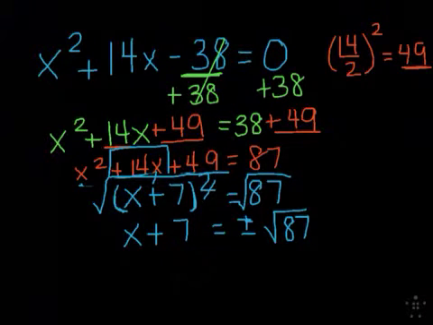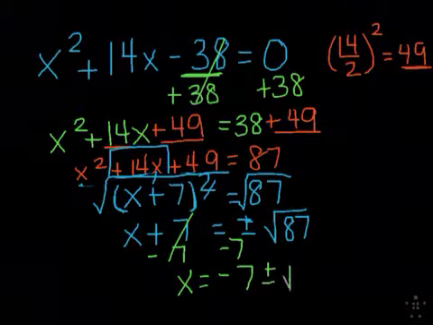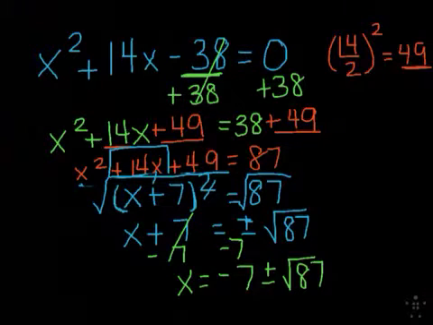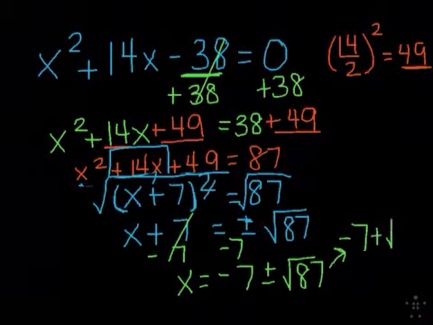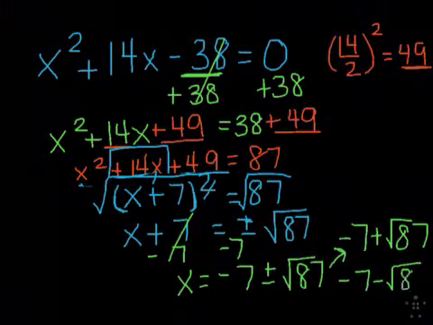We're still getting x all by itself, so we're going to subtract 7 on both sides. So x equals negative 7 plus or minus the square root of 87. Remember, this is two solutions, so this really means negative 7 plus the square root of 87. X can equal that, or x can equal negative 7 minus the square root of 87. It can be those two solutions.